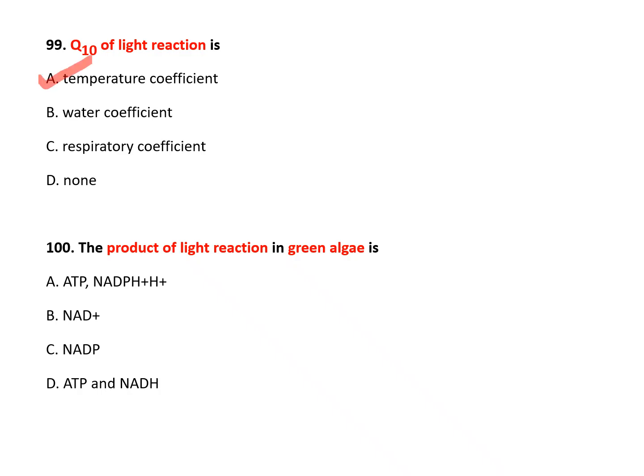The next question, number 100. The product of light reaction in green algae is: option A, ATP, NADPH2; option B, NAD plus; option C, NADH, NADP; option D, ATP and NADH. The correct answer is option A, ATP, NADPH plus H plus.